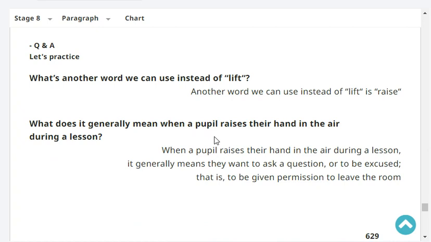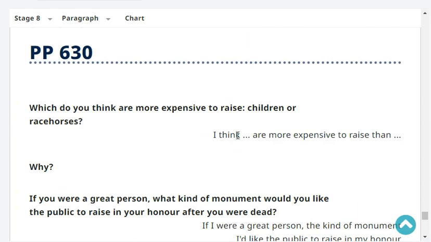What does it generally mean when a pupil raises their hand in the air during a lesson? When a pupil raises their hand in the air during a lesson, it generally means they want to ask a question or to be excused, that is, to be given permission to leave the room. Very good.